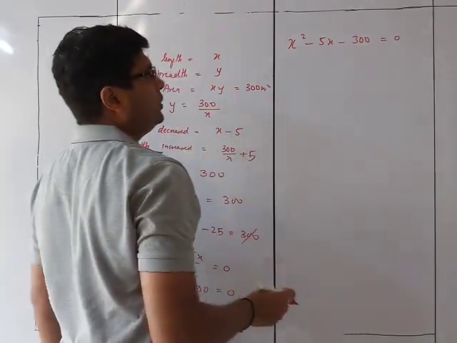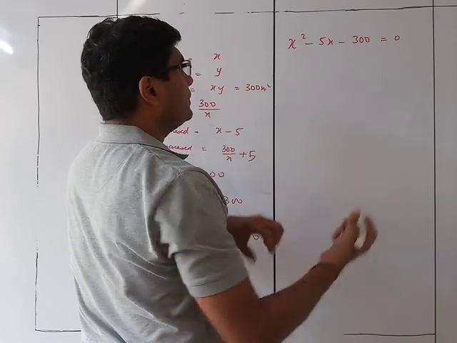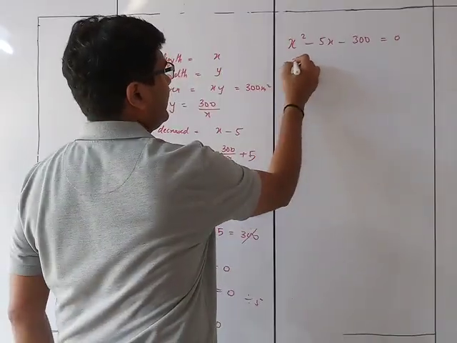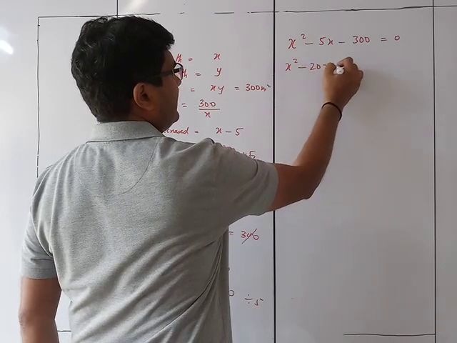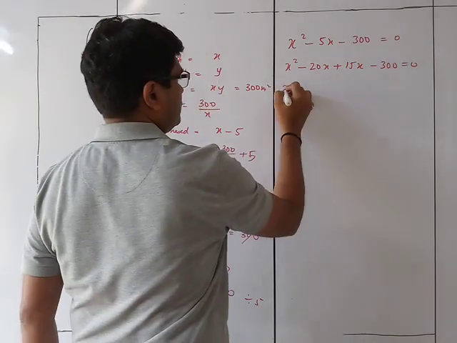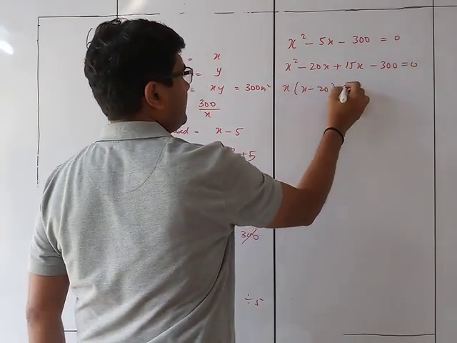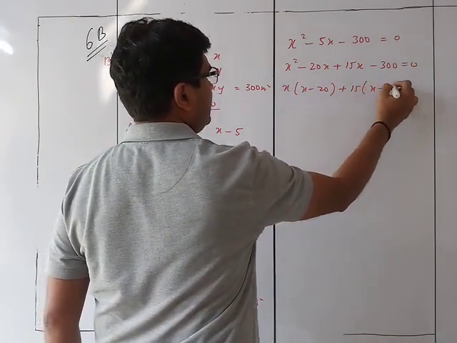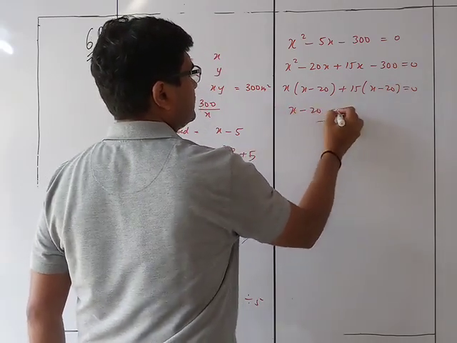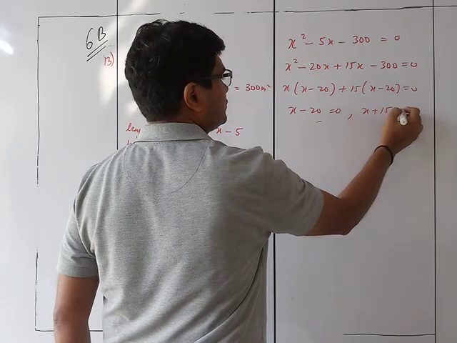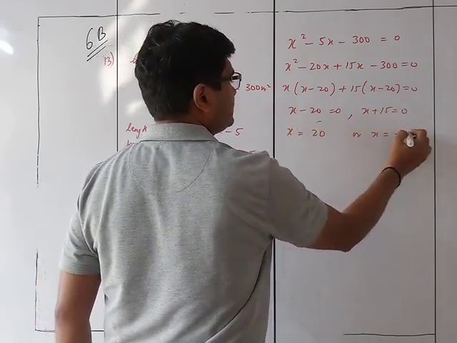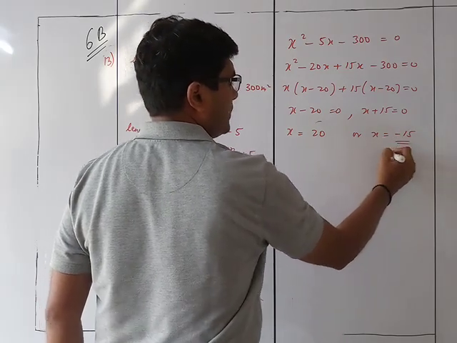So we need to have the, okay, it is 15 into 20 again. So x square minus 20x plus 15x minus 300 is equal to 0. So x minus 20 plus 15 x minus 20 is equal to 0. X minus 20 is equal to 0. X plus 15 is equal to 0. X is equal to 20 or x is equal to minus 15. So this is not possible.